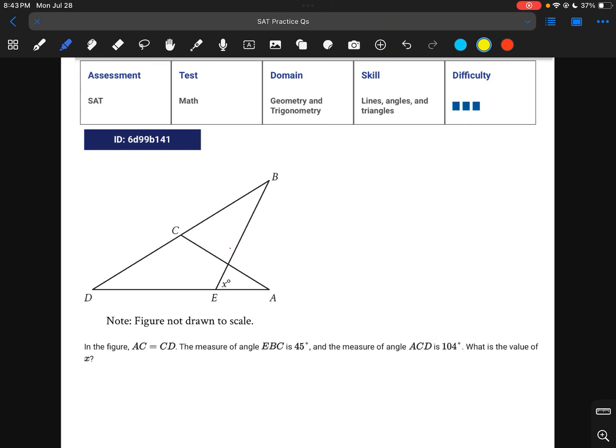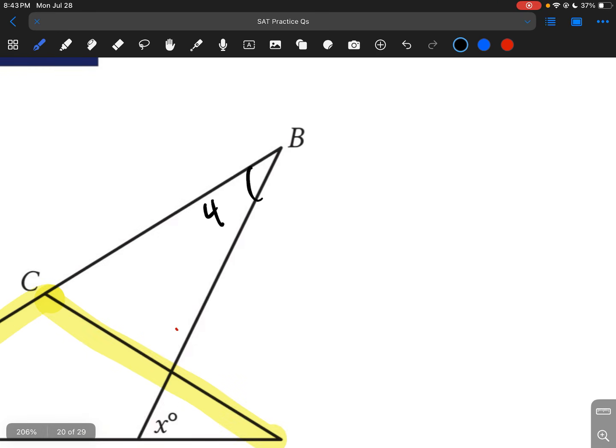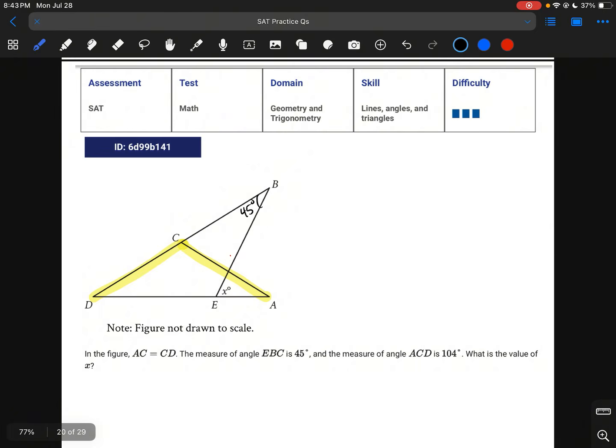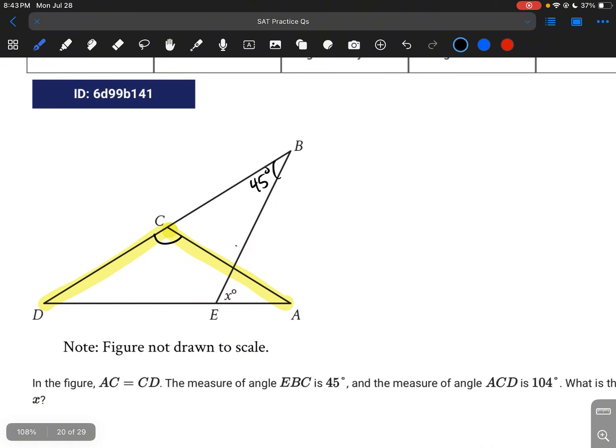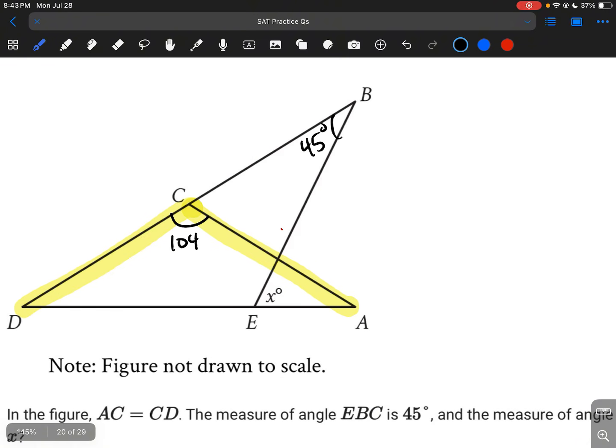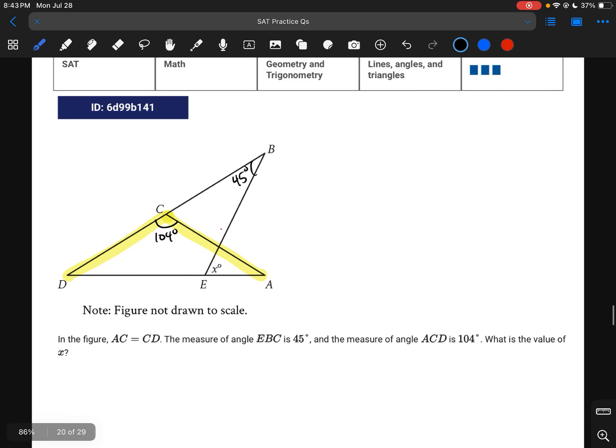Okay, for this question, we're told that AC is equal to CD, and the measure of EBC, which would be here, is 45 degrees. And the measure of ACD, which will be here, is 104 degrees. What is the value of X?